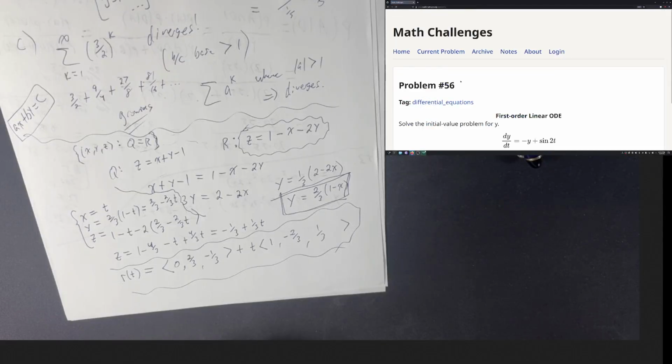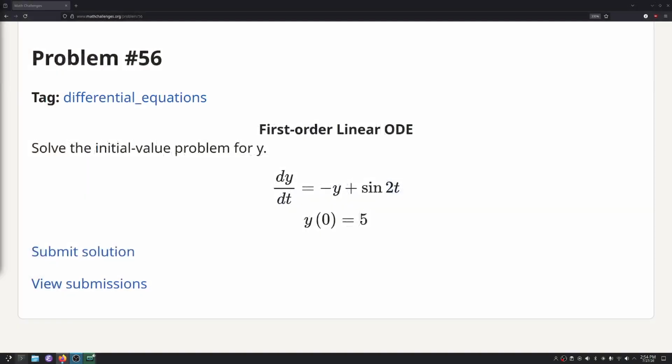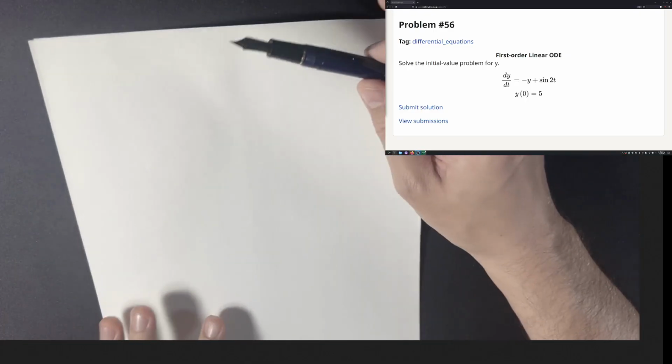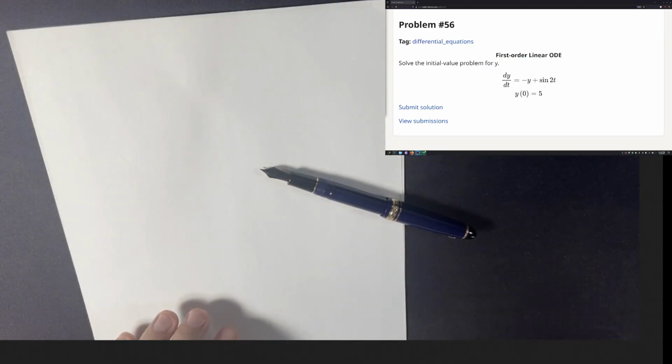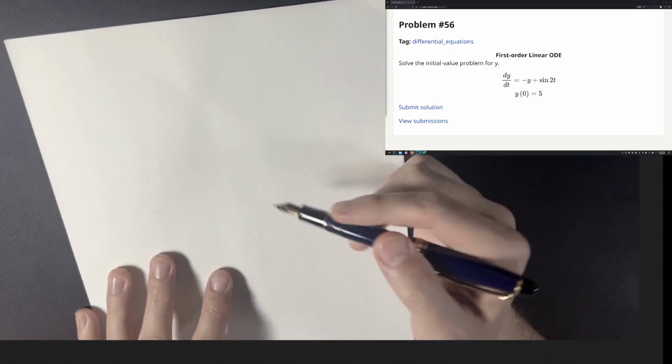56, diff EQ. Let me blow this up for you. Boom. I did do these in the past, so if I get stuck, I can pull up my answers that I might have done them a couple weeks ago or whatever. It's easy for me to forget what the heck I was doing.